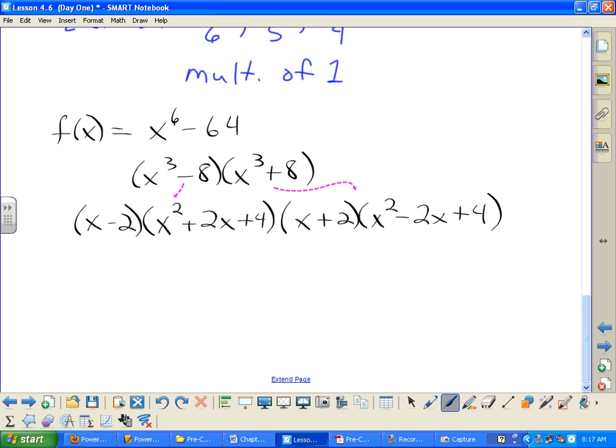So we have zeros at positive 2 and negative 2. And then the other two parts, here and here, you have to use the quadratic formula for. So you should actually have 6 answers. So you get x minus 2, then when you factor x squared plus 2x plus 4, so there's 3. X plus 2, and then x squared minus 2x plus 4. When you use the quadratic formula there, you get 2 more. So, yep, you should have 6 answers when you're done.